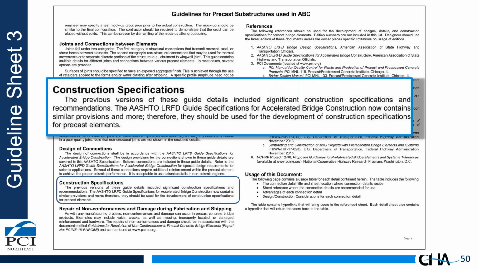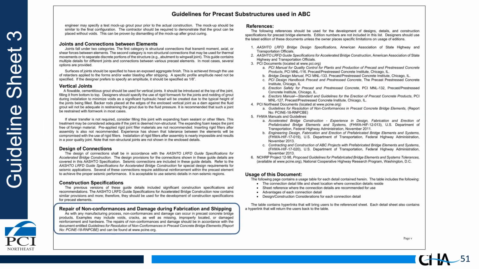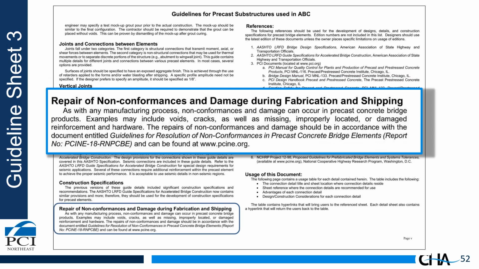Construction specifications, as you recall, the AASHTO guide specification includes provisions for construction specifications as well as design. We added a little blurb about repair of nonconformances during fabrication. It's inevitable when you make large precast elements that there may be some minor damage due to shipping and handling. Fortunately, as Rita mentioned, we have a document that covers how to address nonconformances in precast.